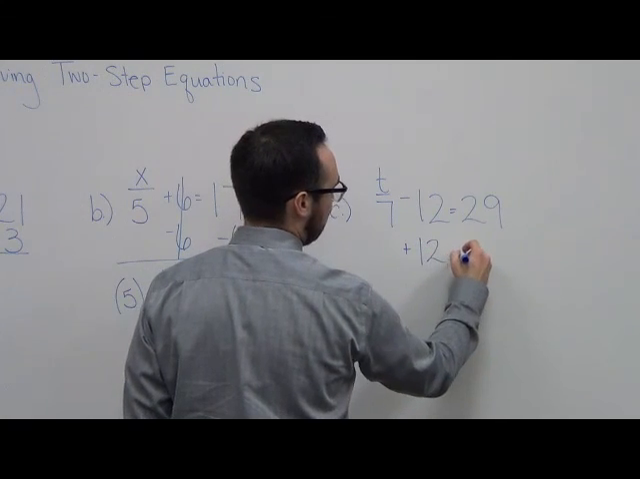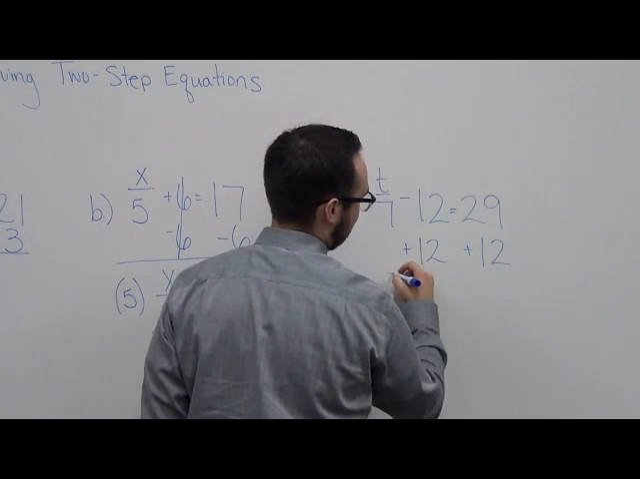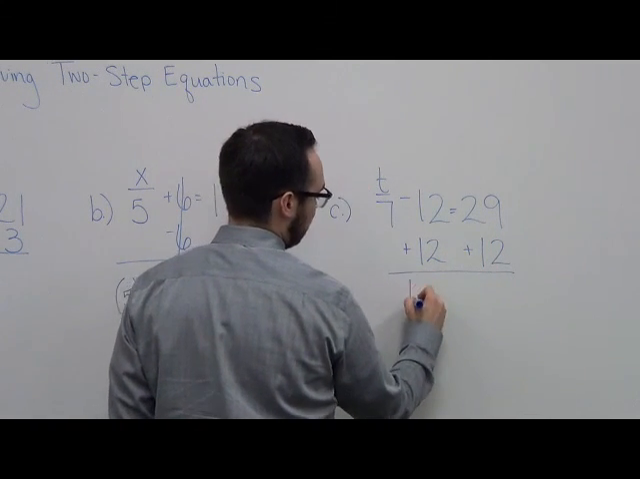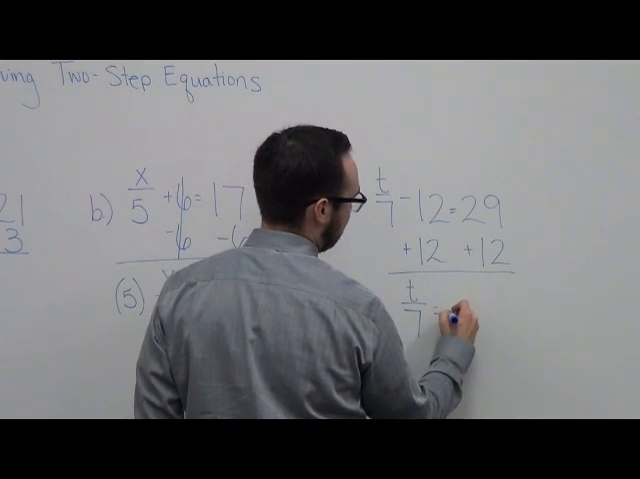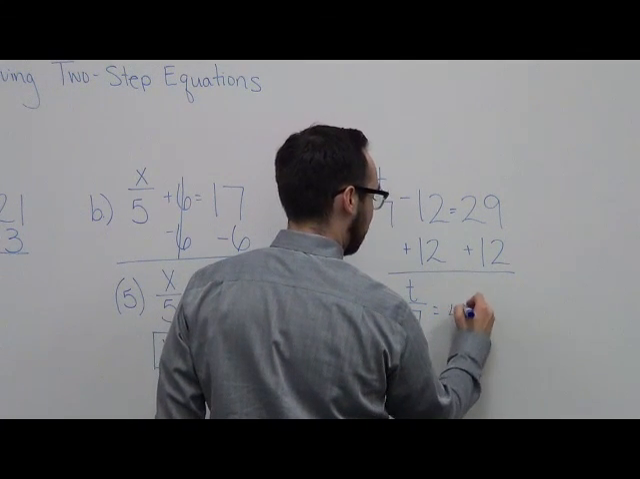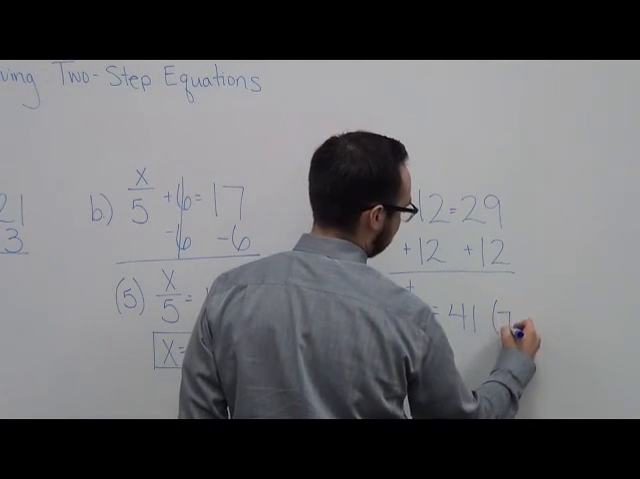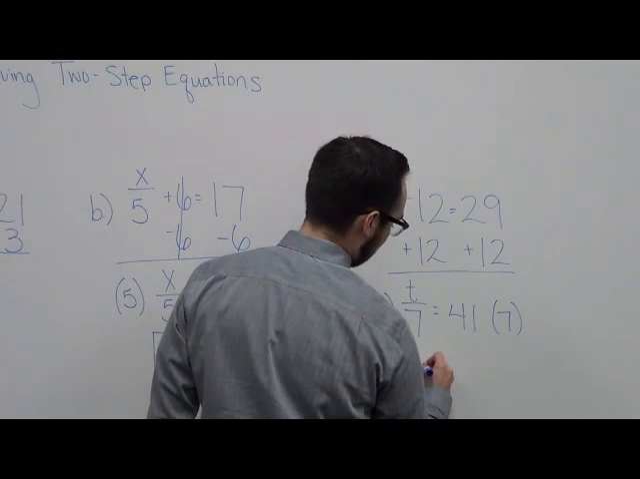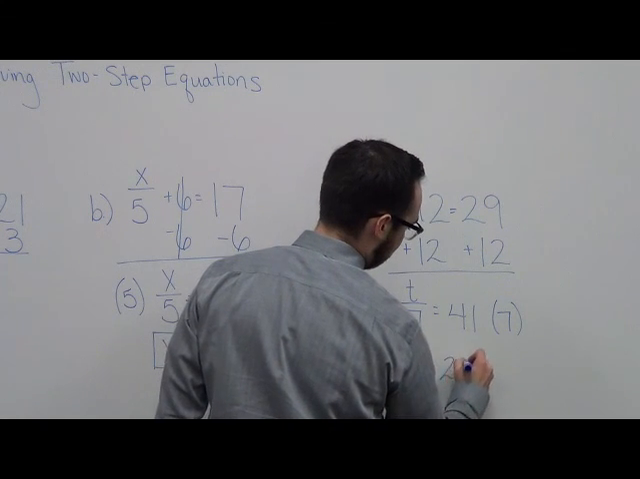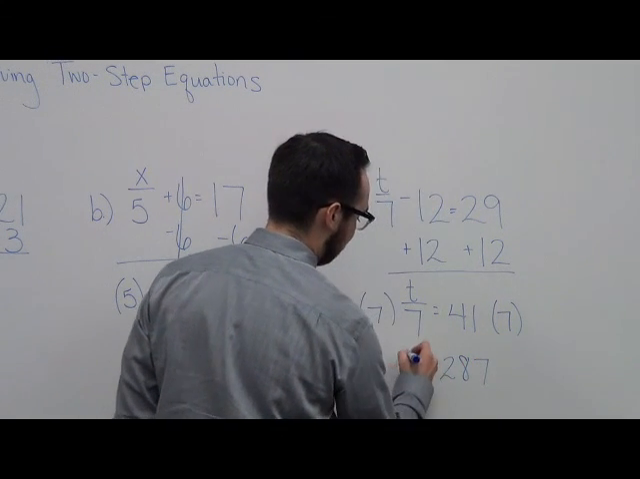When we add 12 to both sides, we're left with t over 7 is equal to 41. Multiply both sides by 7. And t will be equal to 287.